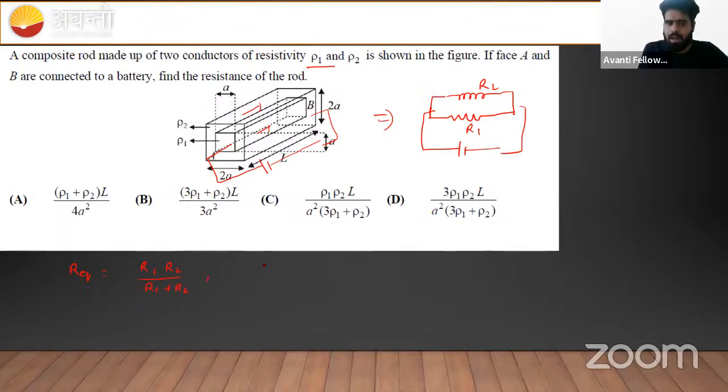What is R1 here? R1, we know, is rho L upon A. What is the rho given for rod one? This is the cross sectional area.